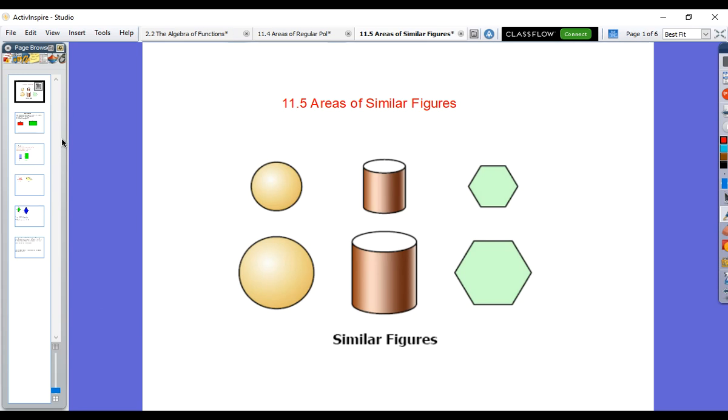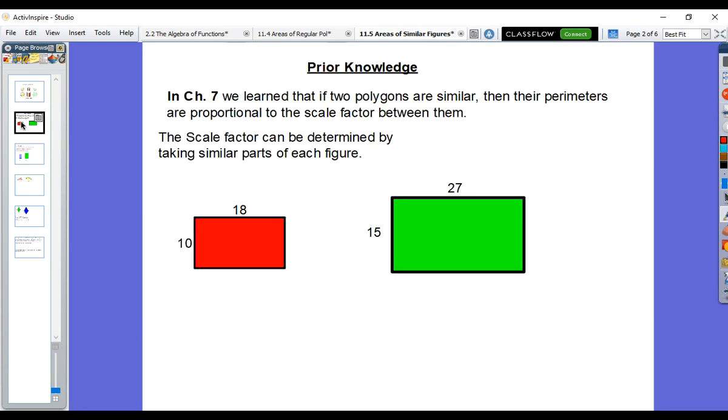All right, so when we talked about similar parts before, we were talking about perimeter and proportions and just comparing side to side. So we always had to find a scale factor. You remember, scale factor is just taking one part over another part, either as a fraction or part to part like that.